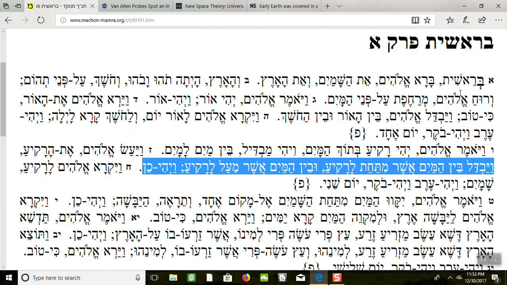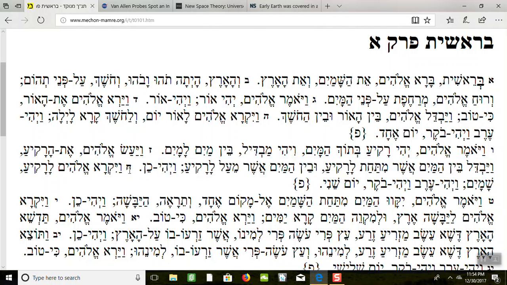All right. So next verse here, verse 8, Vayikra Elohim Larakia, which is the divine power called the rakia, which is the barrier, or the firmament expanse, whatever you want to call it, Shamayim. So he calls the rakia Shamayim, heaven. Vayehi Erev, let me highlight it.